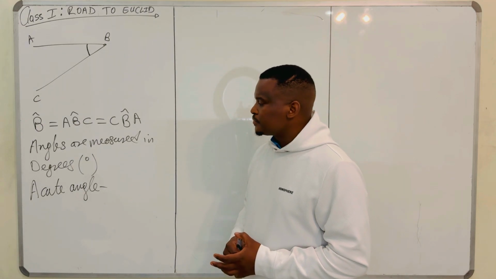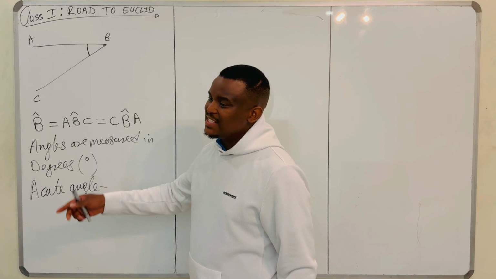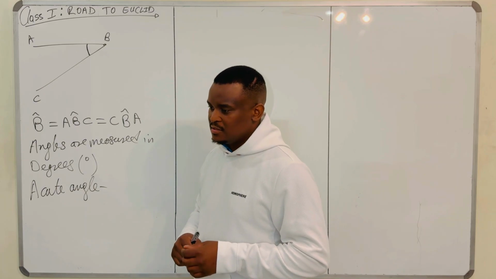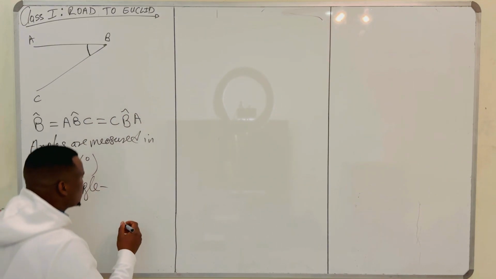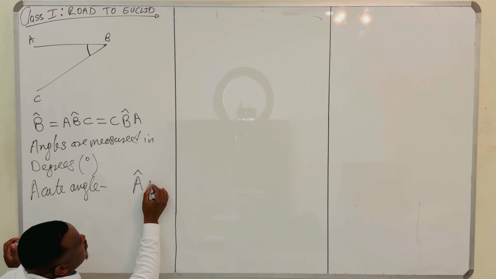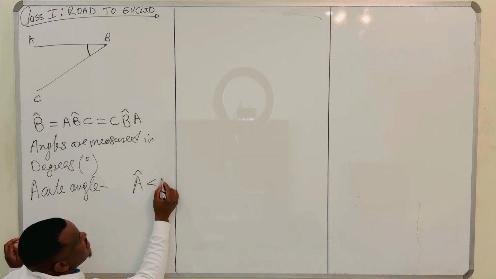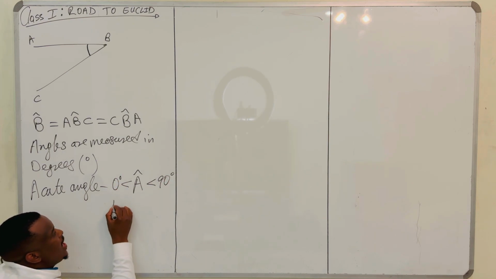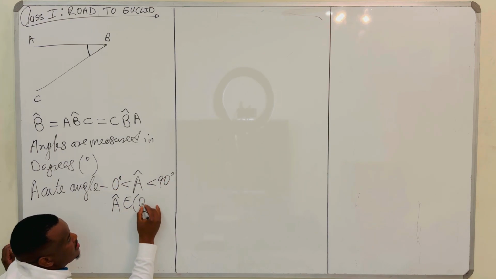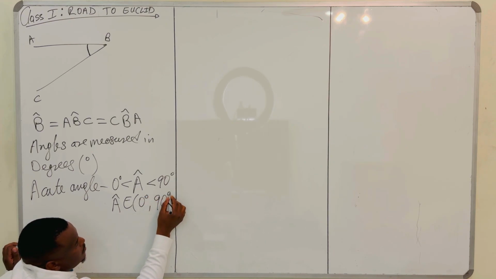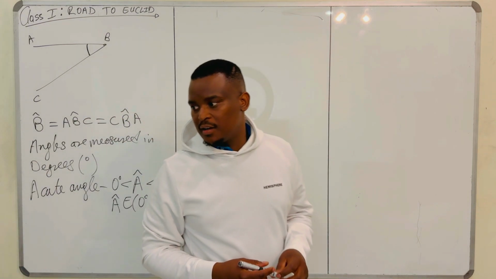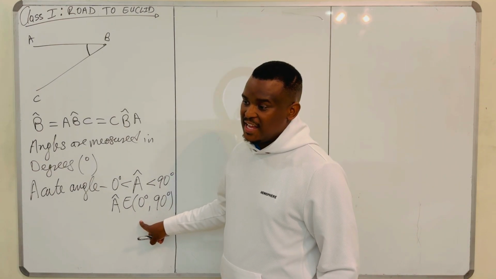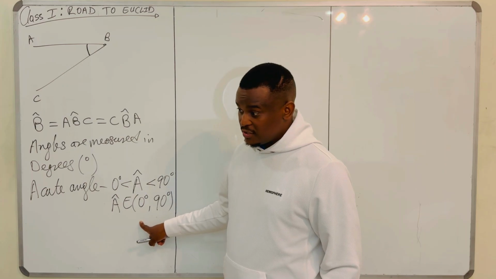An acute angle is an angle that is less than 90 degrees, but greater than 0. So it's an angle that is between 0 and 90 degrees. If we're talking about an acute angle A, you will know that A is less than 90 and greater than 0 degrees. Or your angle A is an element of 0 to 90 degrees. That's an acute angle. So when someone speaks about an acute angle, they speak about an angle of this size. Are you guys following? Yes.